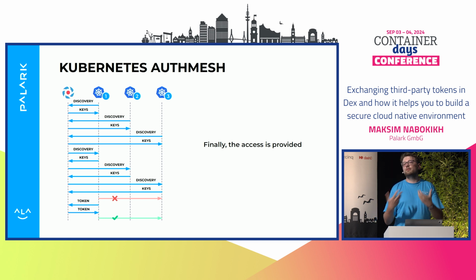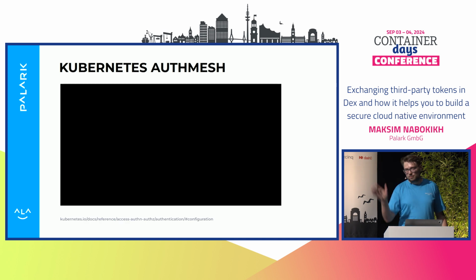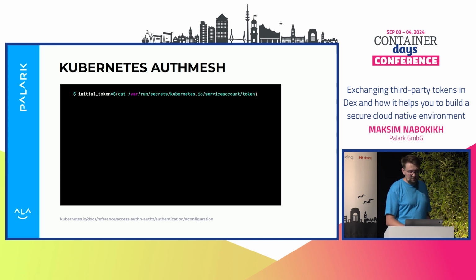How can we automate this flow? In kubeconfig, there is a possibility to use exec credentials plugins, special executable files that return your authentication data, either certificates or tokens. And it's possible to write a simple script to interact with DEX and exchange tokens. I will show you how. So this is the simple example written in Bash. Don't judge me, please.